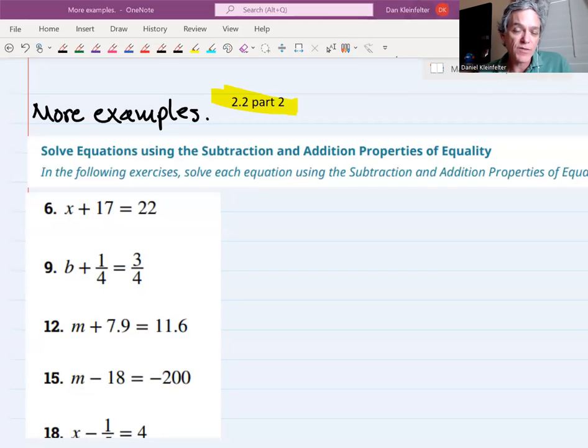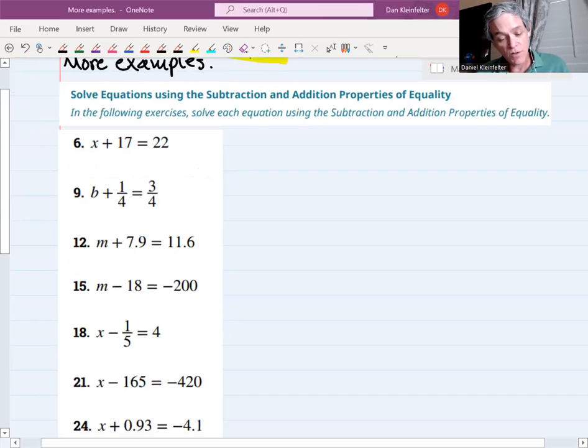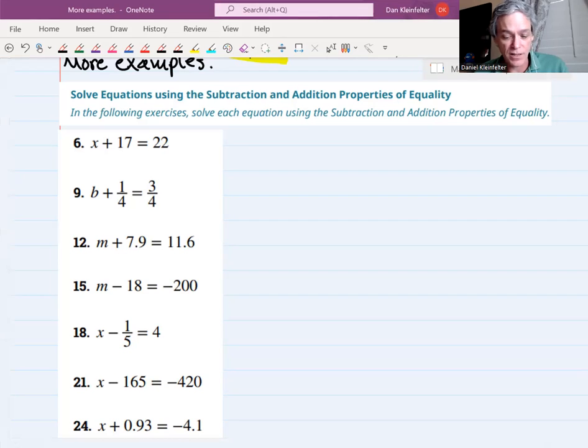Welcome back. In this video, we're going to do a couple more examples from section 2.1. In the last video, we'd gone over basically all the instruction that we needed, so this video just focuses on examples. Okay, so let's try, first of all, just solving some equations using these two properties, the addition and subtraction properties of equality that we had learned.